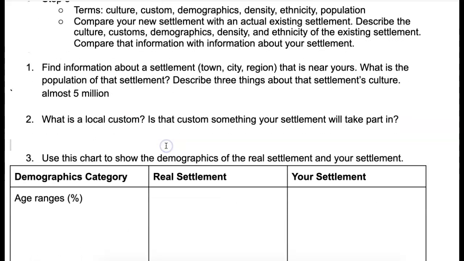Number 2 says, what is a local custom? So as you find things about culture, what are some activities that people do that are very, very common in St. Petersburg in Russia? And then you decide, are we going to do that? So we're in Russia, we're in Western Russia. Part of Western Russian culture is this custom. Do I want my people to do it? You have to decide.